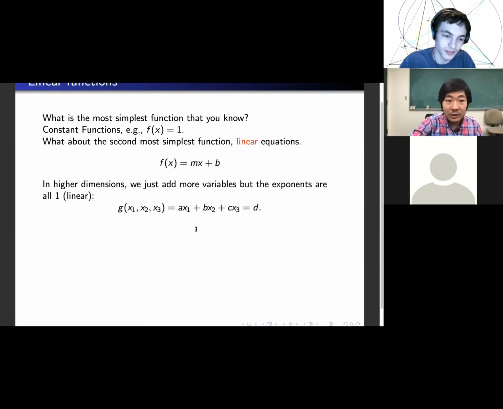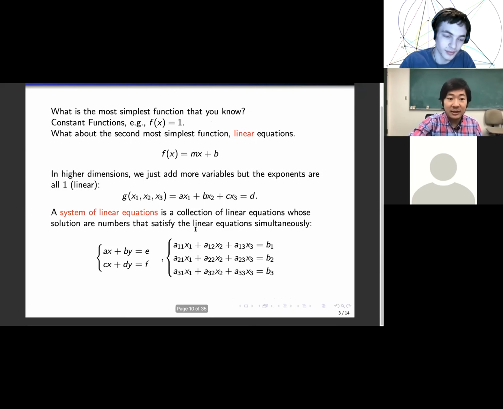And so if we want to work with these, maybe we might want to consider a system of linear equations. A system of linear equations is a collection of linear equations where a solution is numbers for the variables where all the equations are satisfied at the same time. A system of 2 equations, 2 unknowns would be something like this. 3 equations and 3 unknowns would be something like this. And you can change the number of equations and the number of unknowns. It's still a system of linear equations.